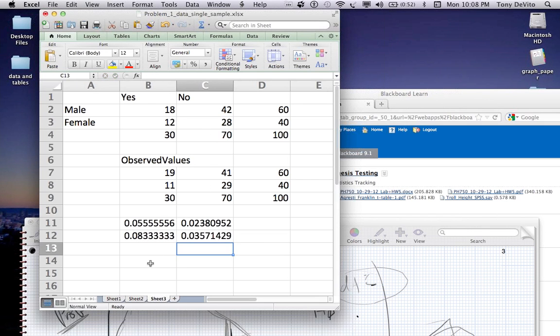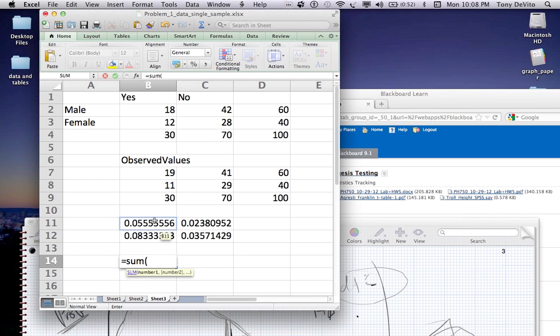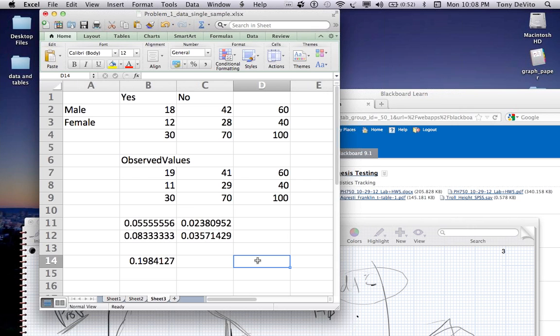Okay, when I add these together, my chi-square value is 0.19. Now it's 1 degree of freedom. My critical value for chi-square for 1 degree of freedom was 3.84. Do I reject the null hypothesis or fail to reject the null hypothesis now?